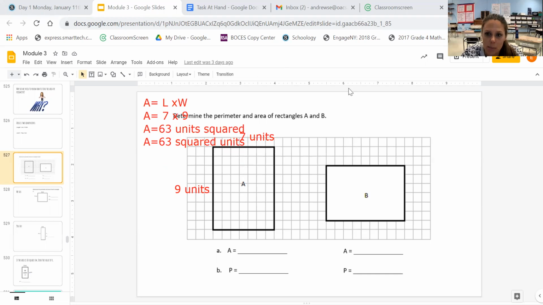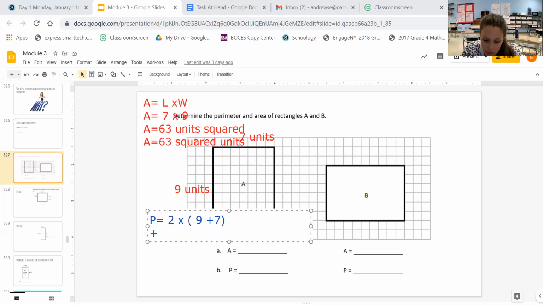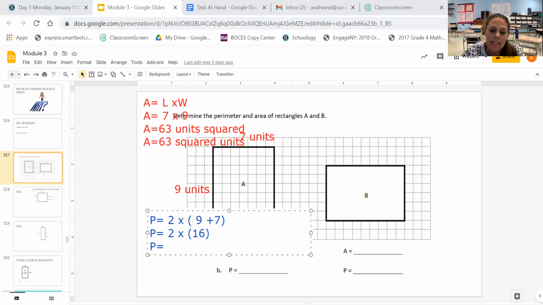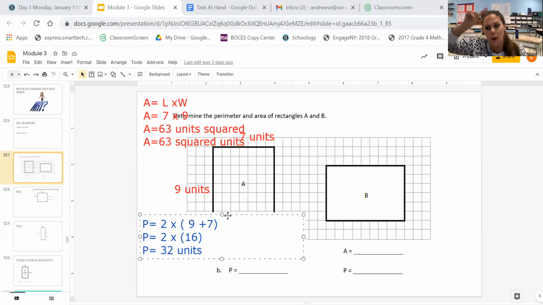Now perimeter, let's change up our color so it's easier for you to see. Perimeter is adding up all the sides. So I have 2 sides that are both 7, and I have 2 sides that are both 9. So I'm going to do 9 plus 7 and multiply those both by 2. So I have 9 and 7 is 16. Oh my typing skills are off today. And 16 times 2 is 32 units. Remember, we're just talking about the distance around, so we're not talking about multiple different dimensions and things. So it's just 32 units.